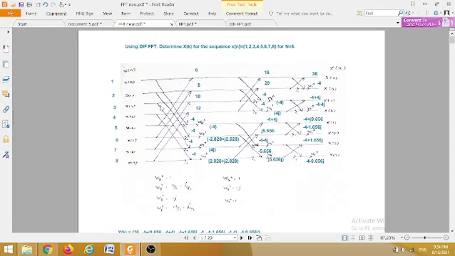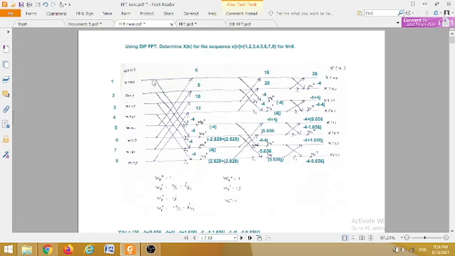And similarly here x of 2 and x of 6. X of 2 is 3, x of 6 is 7. So 3 plus 7 is 10. And similarly x of 3 is 4 and x of 7 is 8. So 4 plus 8 adds up to 12. So the first 4 outputs, 6, 8, 10, 12, have been obtained.